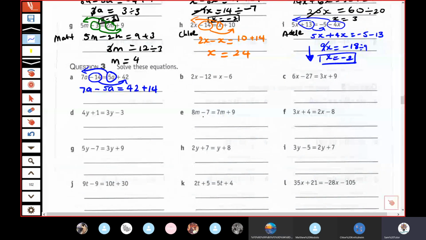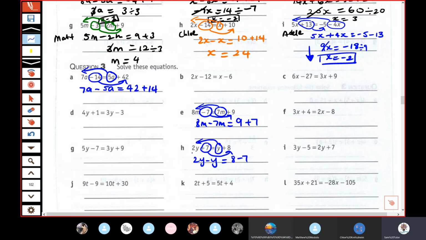Let's do it again. Let's do E. I'm going to circle the 7m and bring it to the left side. What should it be? 8m minus 7m. Okay, you did that well. Then I'm going to circle the minus 7 and bring it to this side. This should be 9 plus 7. Done. All right, one more, just to make sure. Let's do this one. This one, bring it to the left. This one, bring it to the right. 2y minus y equals? 8 minus 7. Boom, now we're back.